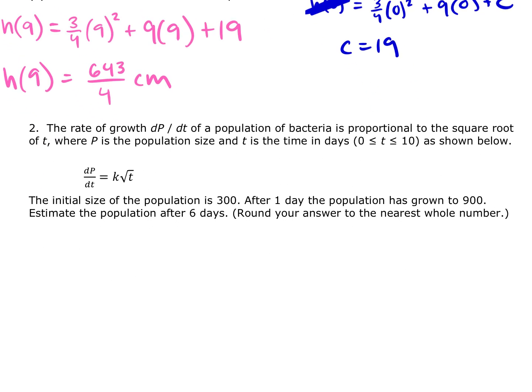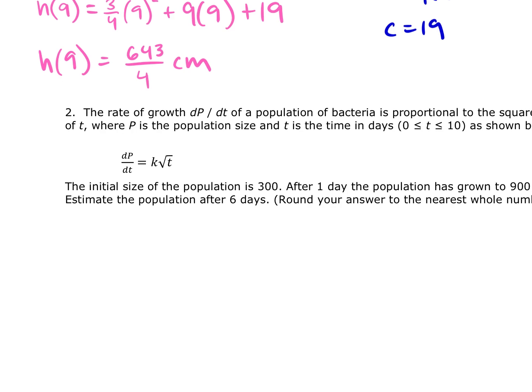Let's do number 2. So it says the rate of growth dp over dt of a population of bacteria is proportional to the square root of t, where p is the population size and t is the time in days as shown below. The initial size of the population is 300. After 1 day, the population has grown to 900. Estimate the population after 6 days. So let's find our function for the population. This is the derivative of it.